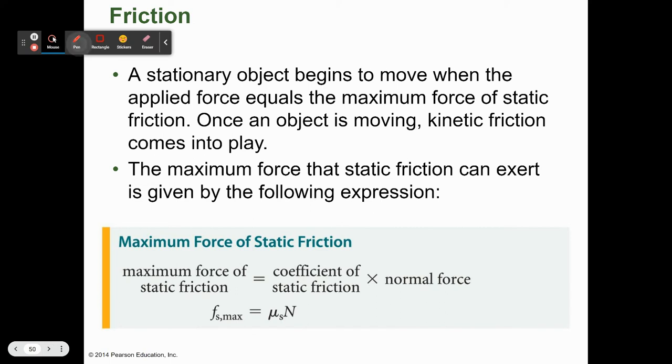All right, so it's the same equation because it's dependent on the same things. The stationary object begins to move when the applied force equals the maximum force of static friction. Once the object is moving, kinetic friction is what plays a role, and the maximum force that static friction can exert is given in this equation. Again, it's the same form as kinetic friction, just a different coefficient. So the maximum static friction is equal to the coefficient of static friction times, again, the normal force, or the force perpendicular to the surface.